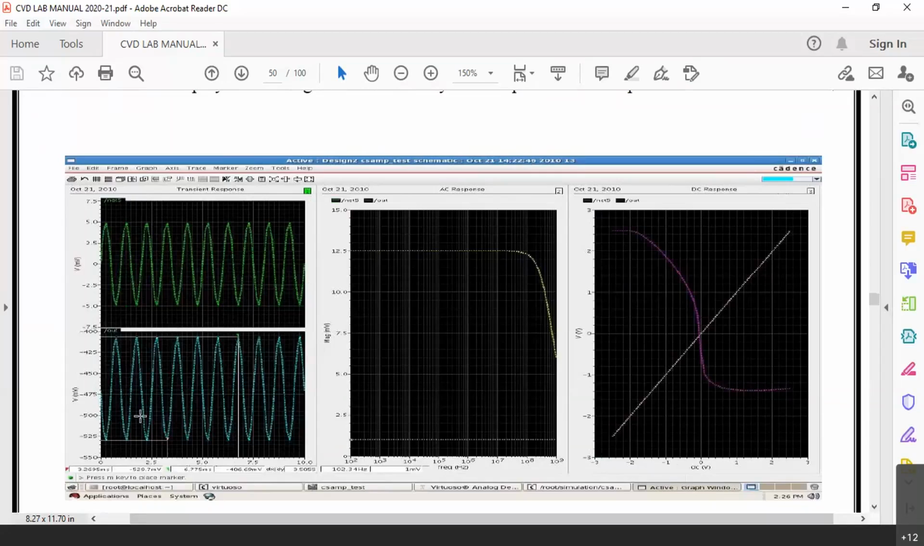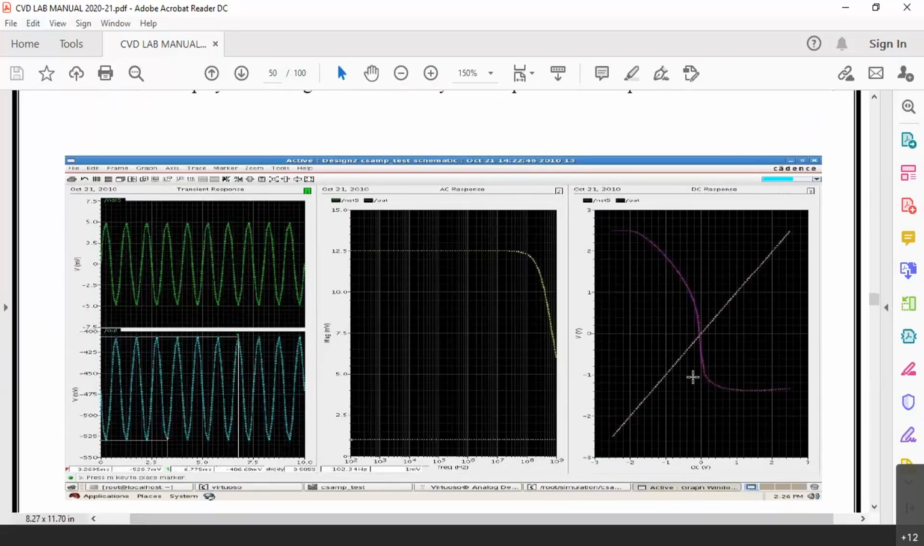So there is a 180 degree phase shift, and you can observe the waveform at the output. That is also almost a sine wave only. The wave shape is retained. There is no amplitude distortion in the output. That is why we perform transient analysis, to check whether the waveform is having a distortion or not. There is no distortion and there is a 180 degree phase shift.